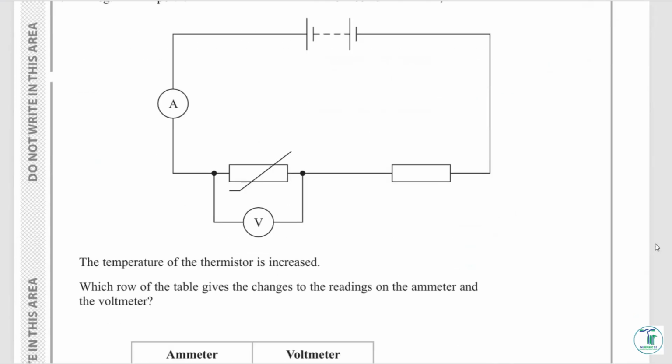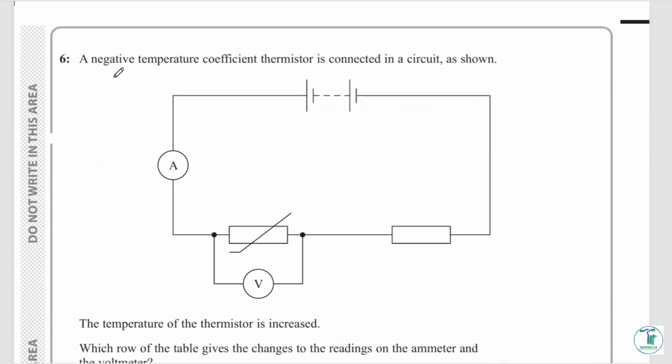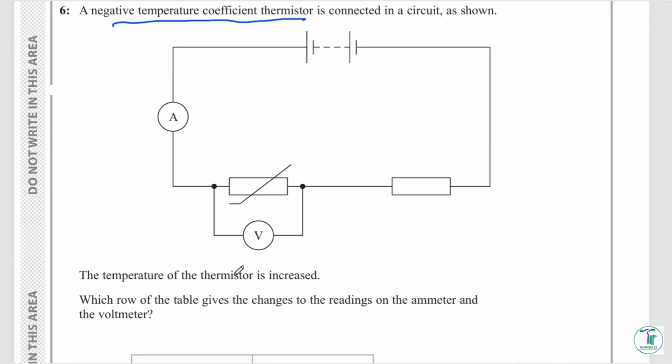Now we have got this circuit, and in the circuit, we have got a negative temperature coefficient thermistor. What does the negative temperature coefficient thermistor mean? Remember that it means that with the increase in temperature, the resistance of such a component should decrease, right? So the temperature of the thermistor is increased. What does that mean? That the resistance of this component should decrease, right?